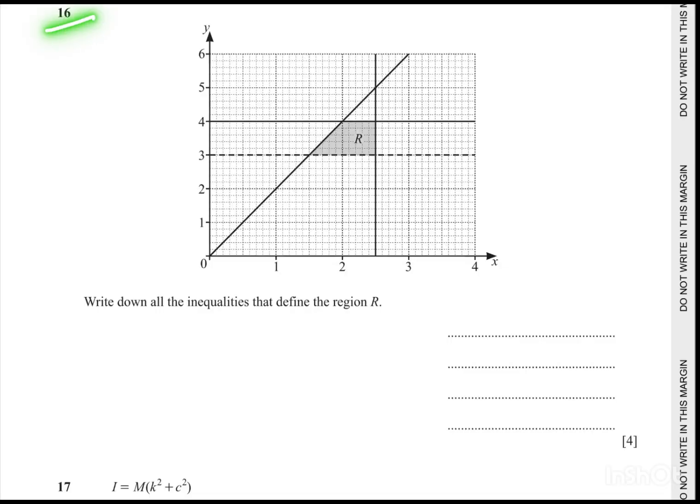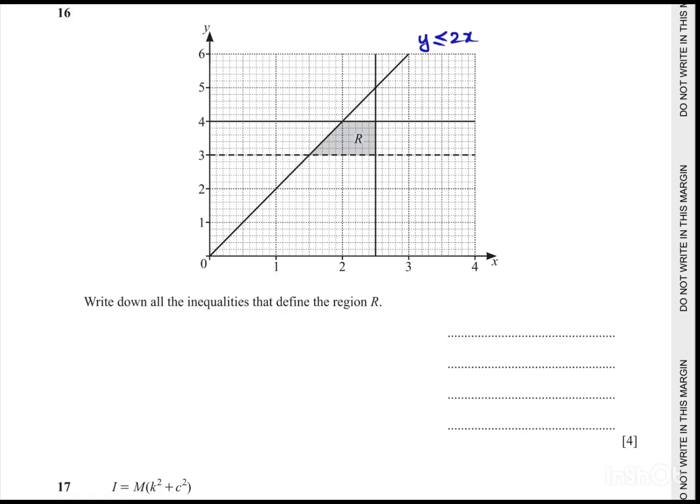Question number 16. Write down all the inequalities that define the region R. This is the region R. We need to write the inequalities for all these lines. Let us take the first line. It is passing through the region, and the gradient is 2 boxes up and 1 box right, that is 2 by 1. So y equals 2x, but we have to write the inequality. It is shaded below, so y less than or equal to 2x, because it is a bold line.